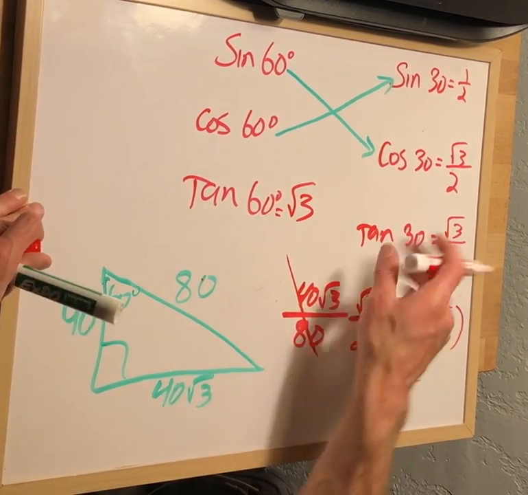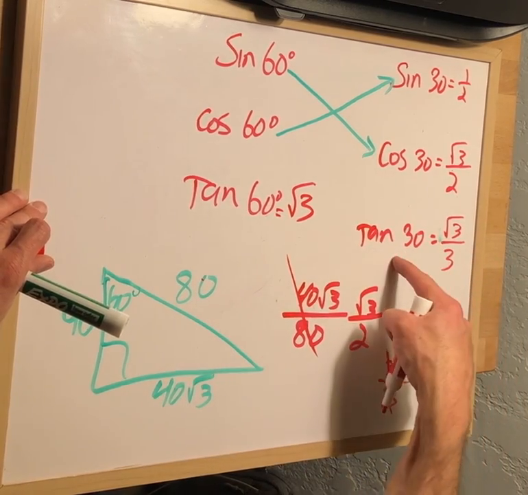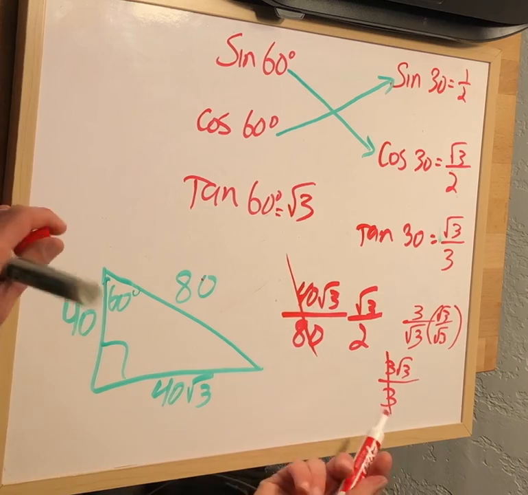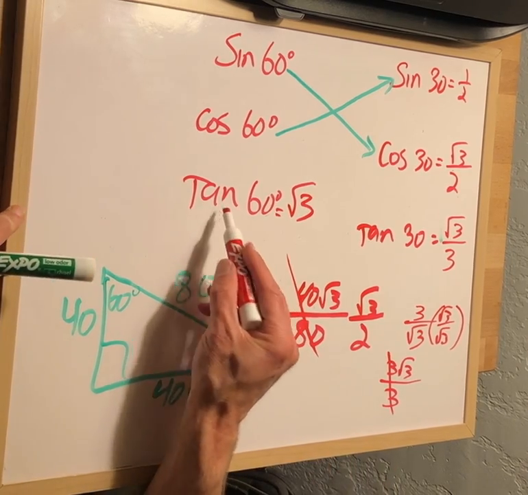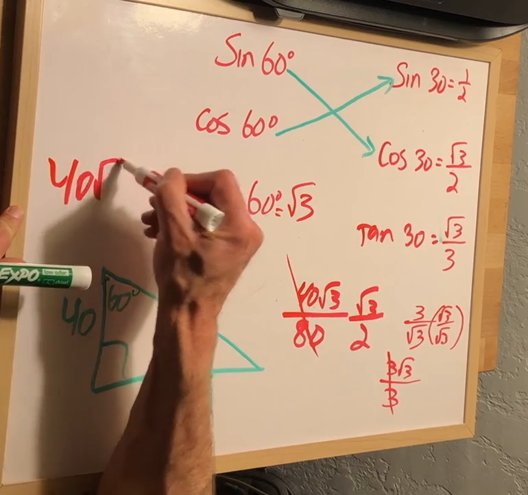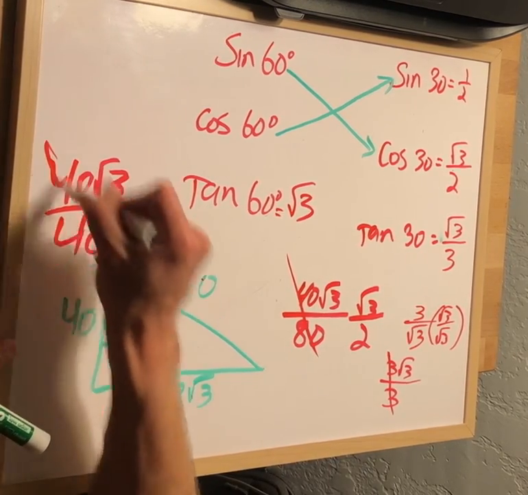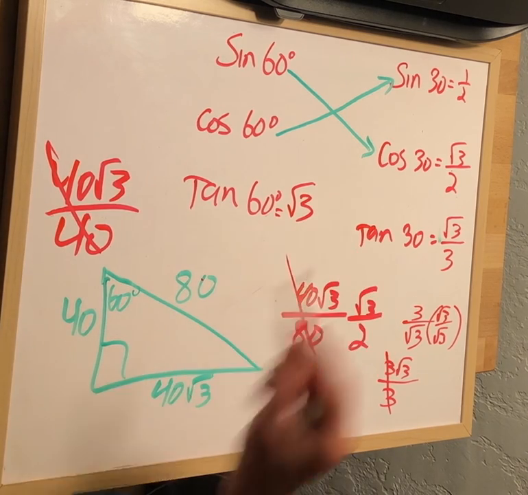If that tripped you out, because tangent of 60 degrees is always the opposite of tangent of 30 degrees, if that didn't make sense, well, let's look. What is tangent of 60? Tangent of 60 is opposite 40 root 3 over adjacent 40. Boom, those cancel out to get root 3. See?